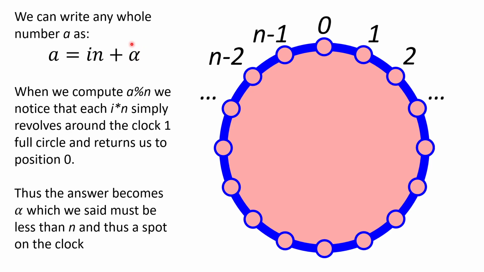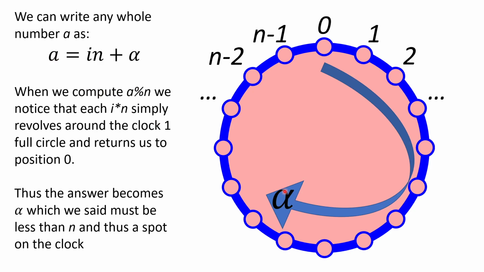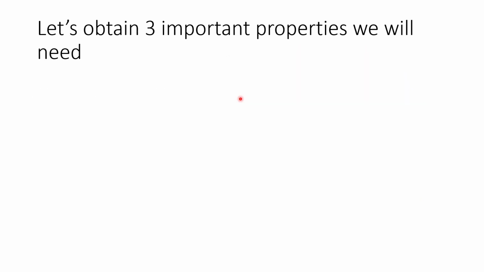So let's say alpha is 5, it might be somewhere here or something. So basically every full rotation of n gets discarded, and then the residue is the answer that we're left with when we take a mod n. So this is meant to show you that alpha is less than n, and it ends up somewhere here on this clock, which is a valid number for it to be.